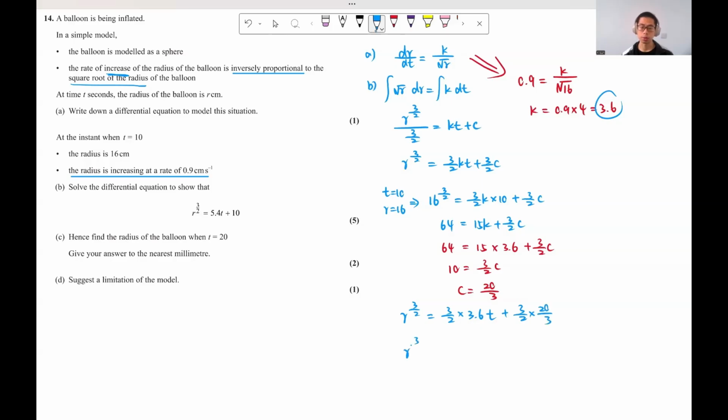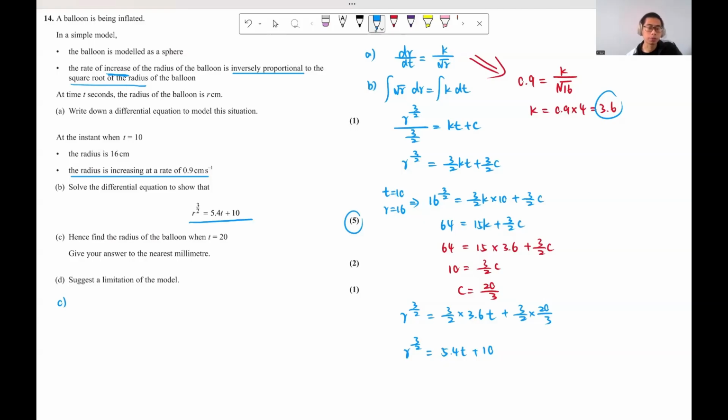So then r to the power 3 over 2 equal to, so 3 over 2 times by 3.6 is equal to 5.4. And then 3 over 2 times by 20 over 3, that would be 10. And that's exactly what they ask us to show. So another 5 marks. And then part C.